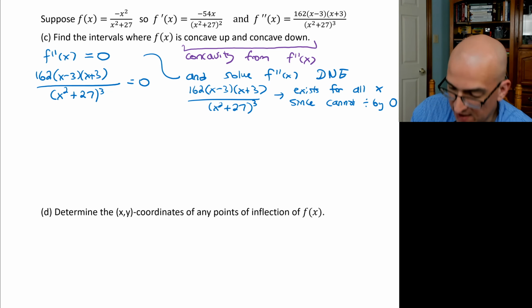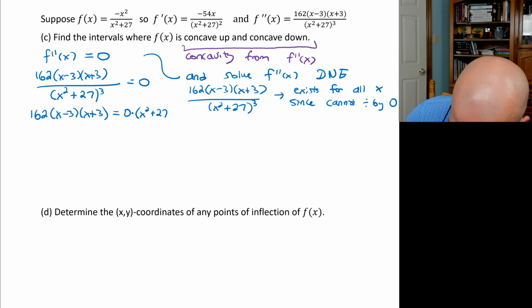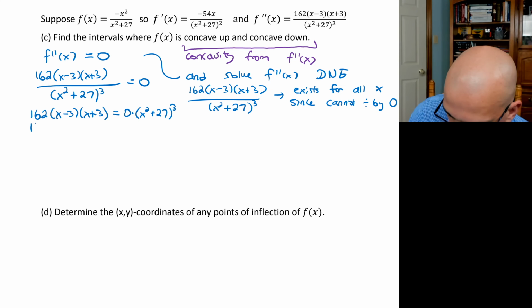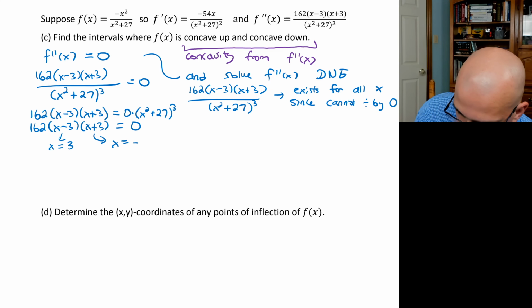We cross multiply. 162 times x minus 3 times x plus 3 is equal to 0, multiplied by x squared plus 27 cubed. 0 multiplied by anything is 0. So 162 x minus 3 x plus 3 is equal to 0. We get two solutions. We get x is equal to 3, and we get x is equal to negative 3.